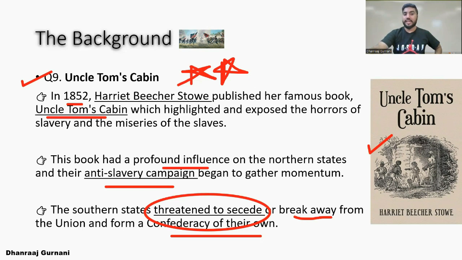This is what question 9 Uncle Tom's Cabin speaks about. 3 points. First one was the name of the author and the book, and what the book spoke about. Second one, because of the book, anti-slavery campaign in the North began to gather momentum. And third one, as a result, the southern states wanted to break away and secede from the North.